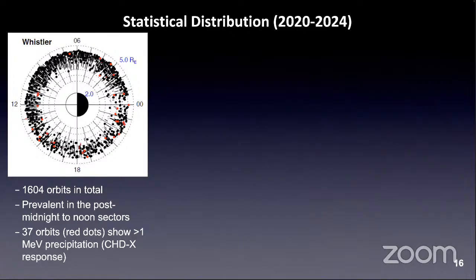as expected for wave-driven precipitation. And very interestingly, these red dots mark those intervals or orbits that show simultaneous greater than 1 MeV electron precipitation during these wave-driven precipitation events.